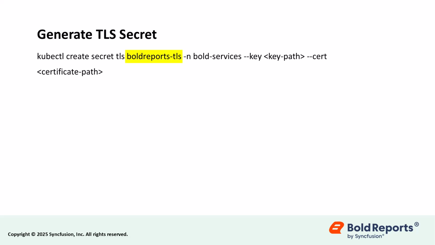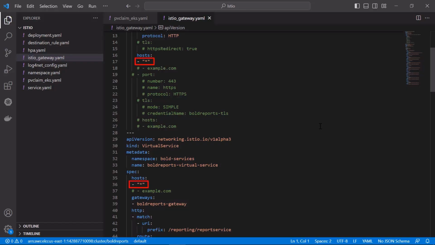Bold Reports TLS is the secret name. This indicates the paths for the .pem file and the .crt file. You should use your domain SSL certificate. Then we need to remove these lines and uncomment these lines. You should replace example.com with your domain name. I am going to deploy the application using the IP address, so I am not doing that.